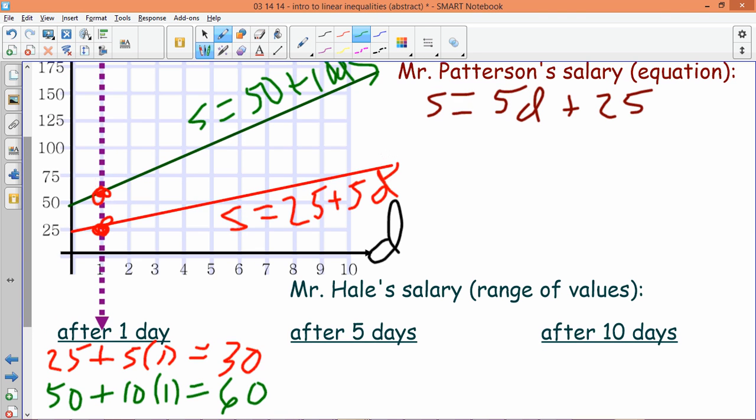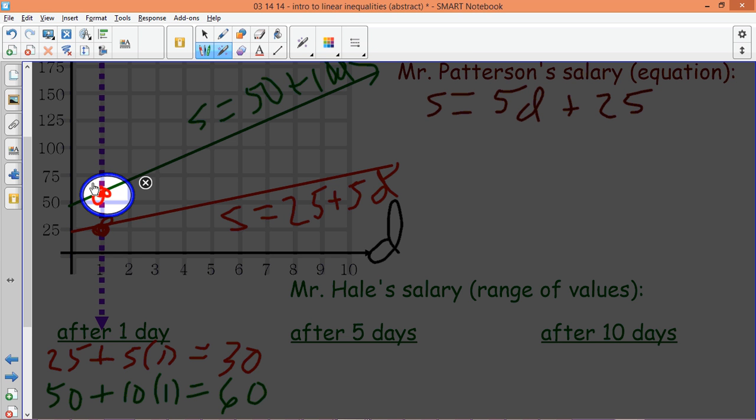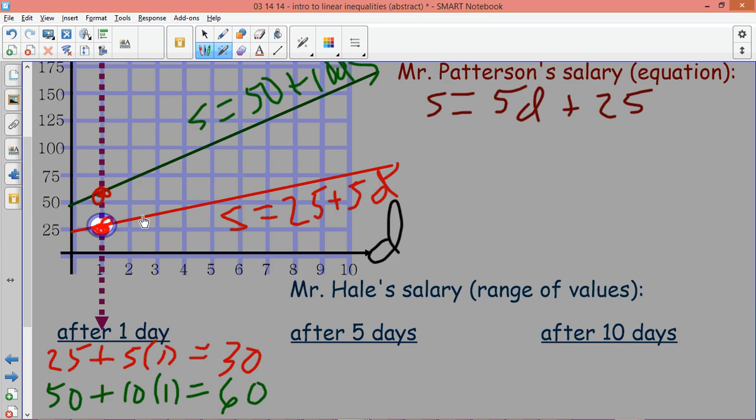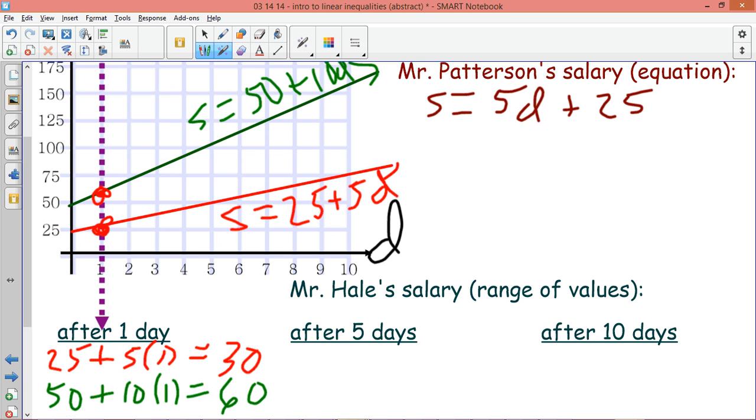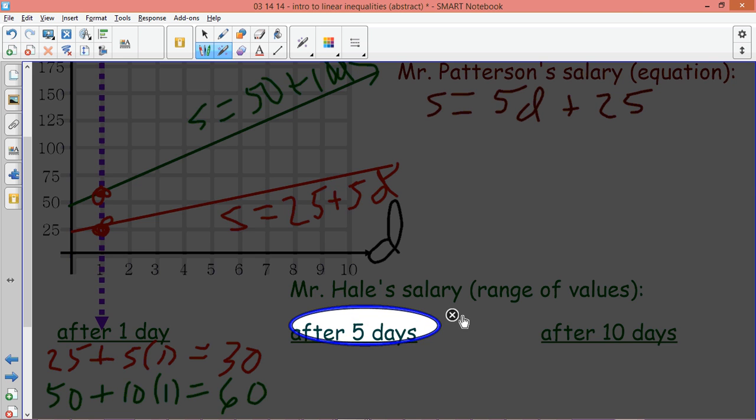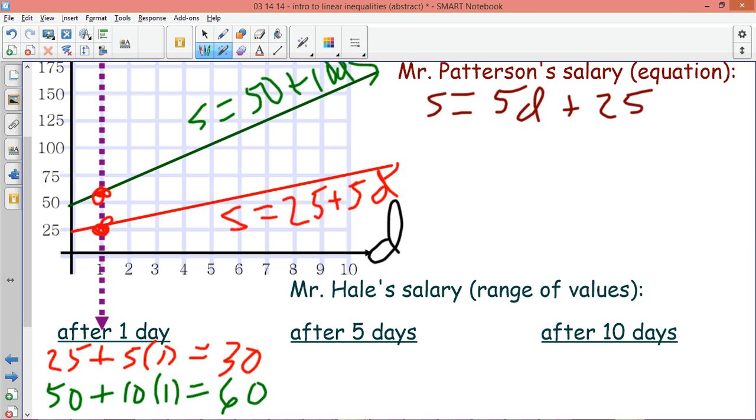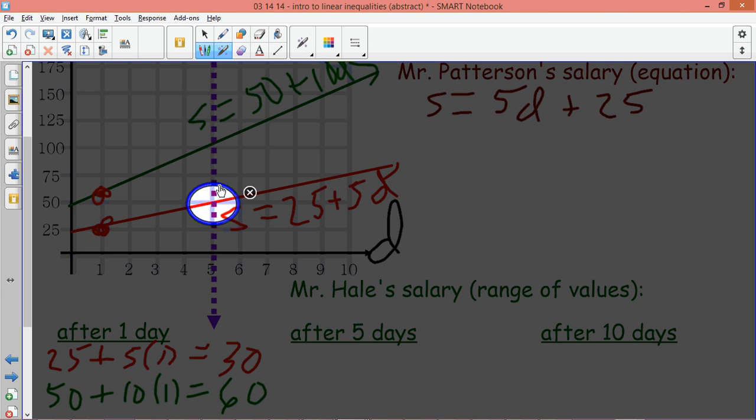Okay, so we can just find that from the graph too, because this is the point here, 1 comma 60, and this is the point 1 comma 30. So it's right there on our graph. We can also use the graph to figure out after 5 days how much Mr. Hale is going to make. It's going to be a vertical line at x equals 5 instead. And then I'm going to care about this point right here and this point right here.